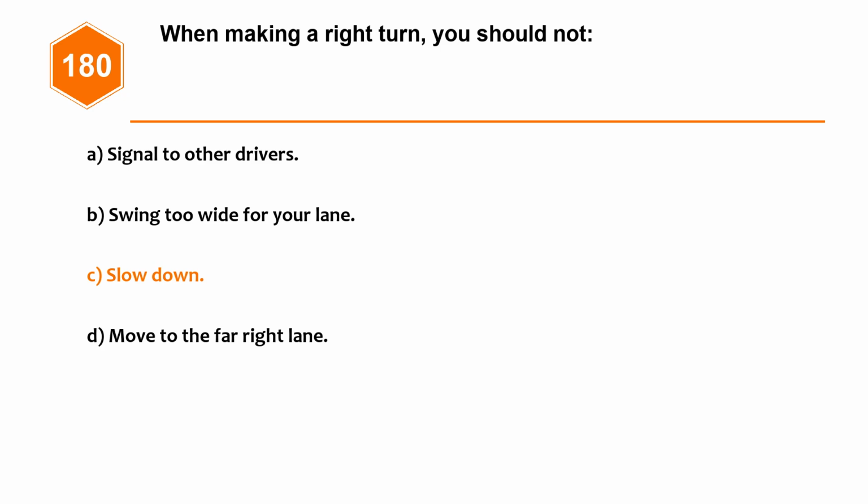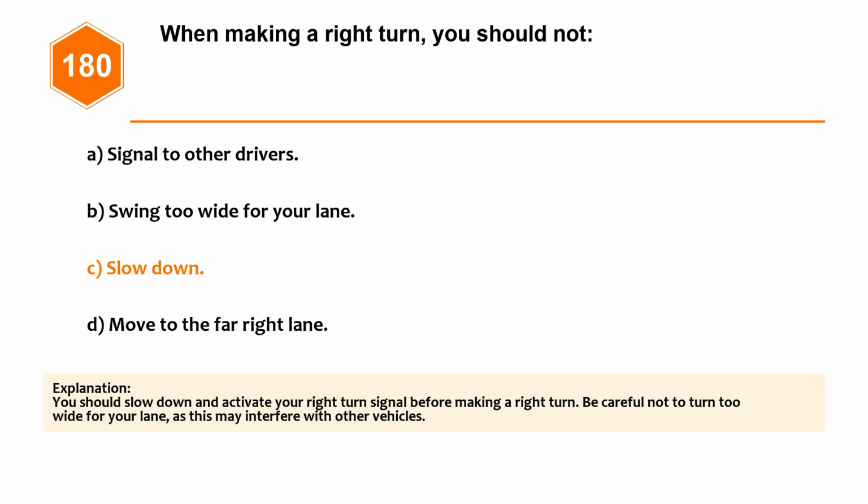The correct answer is option C. Slow down. Explanation. You should slow down and activate your right turn signal before making a right turn. Be careful not to turn too wide for your lane, as this may interfere with other vehicles.